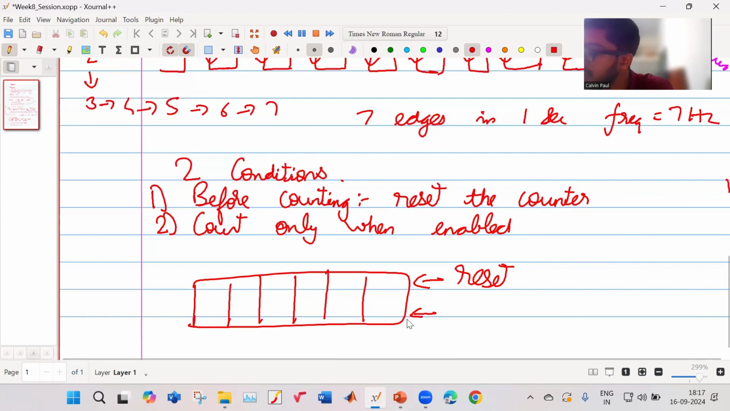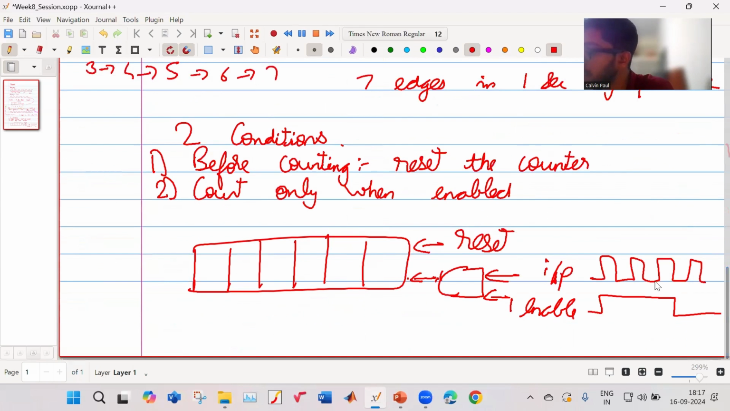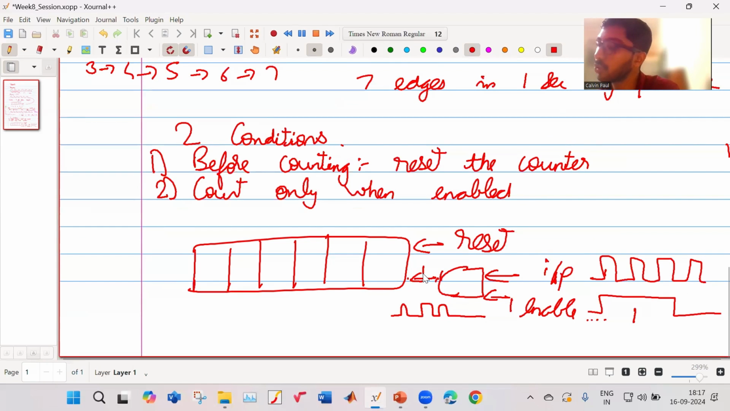Next is our actual clock. That is a combination using an AND gate. This is my input signal, which is just a square wave. And this is the enable signal, which will be on for some time and off for the other time. So only when this enable is 1 and this is 1, then at the output you will get 1. Otherwise, you will not get anything.